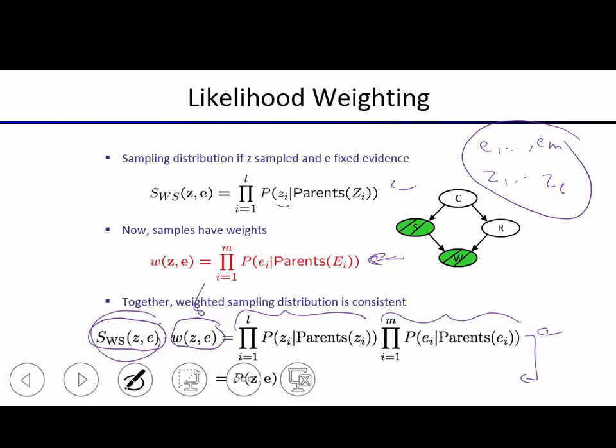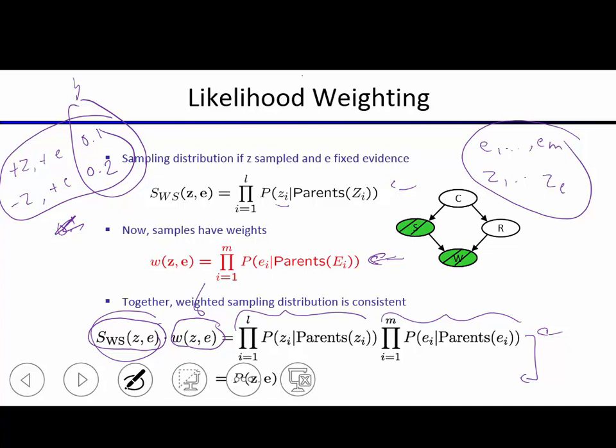I haven't said here what it means to use a weighted set of samples, but let's say you had a sample, maybe plus Z plus E with a weight of 0.1, and then maybe negative Z plus E with a weight of 0.2. The distribution you would have based on this would be a probability of 1/3 for plus Z given plus E, and a probability of 2/3 of negative Z given plus E, where you use these weights to do the counting in a weighted way.